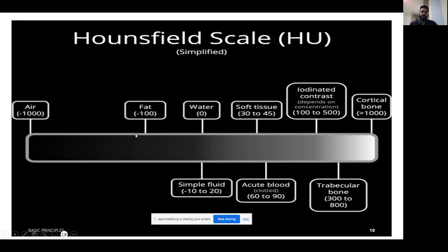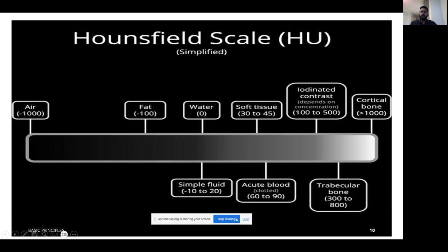For example, fat is about minus 60 to minus 100 Hounsfield units, so it comes around here. Simple fluid has 10 to 20 Hounsfield units, so it is just adjacent to water. But when you add globin molecules to this simple fluid, which forms blood, it becomes way denser. And that is why blood is about 60 to 90 Hounsfield units. In between, you can see soft tissues having 30 to 45 Hounsfield units.